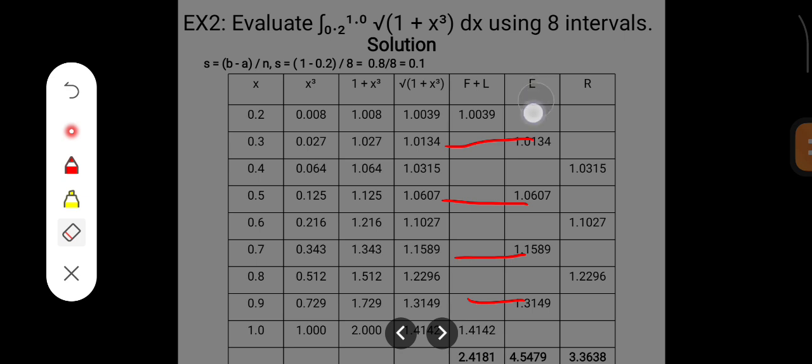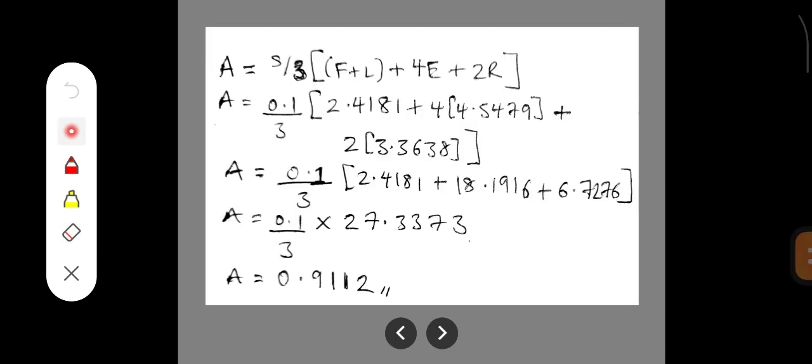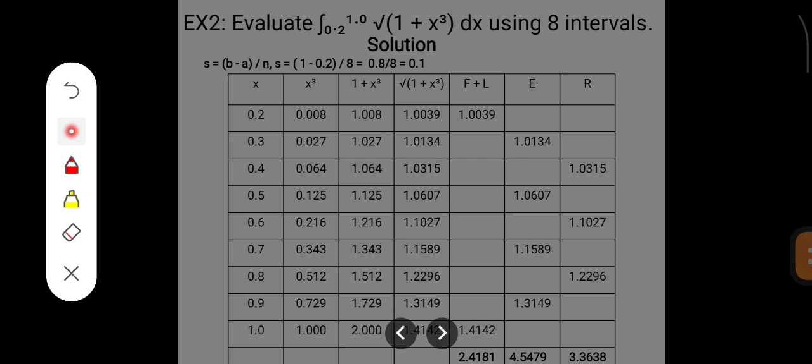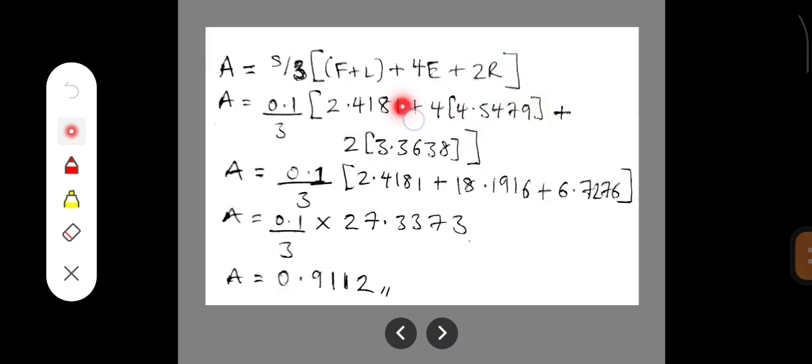When we sum up everything here, we should have 2.416181 rather, for the first and last ordinate. Now substituting into the formula, A equals s divided by 3 open bracket f plus l plus 4e plus 2r. So A equals our s, which is 0.1, divided by 3 open bracket. The sum of the first and the last ordinate gives 2.4181, plus 4 multiplied by the sum of the even ordinate, which is 4.5479, plus 2 multiplied by the sum of the odd ordinate, which is 3.3638.